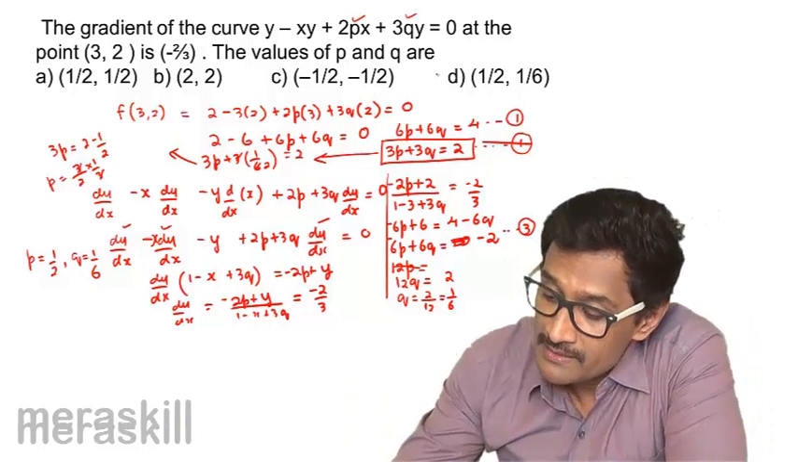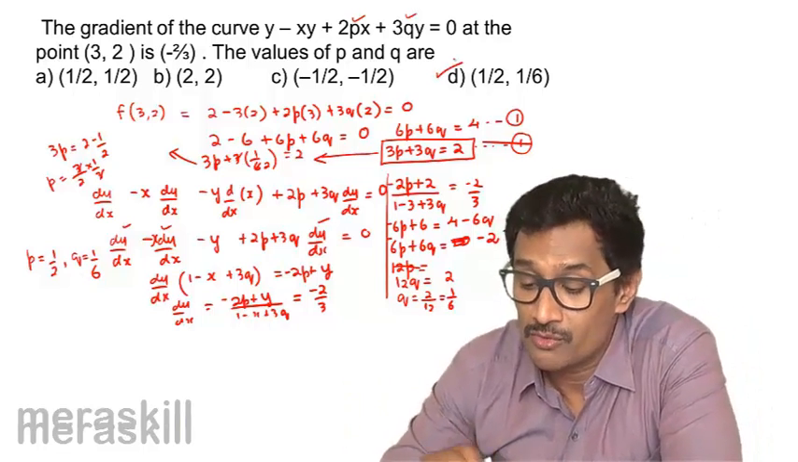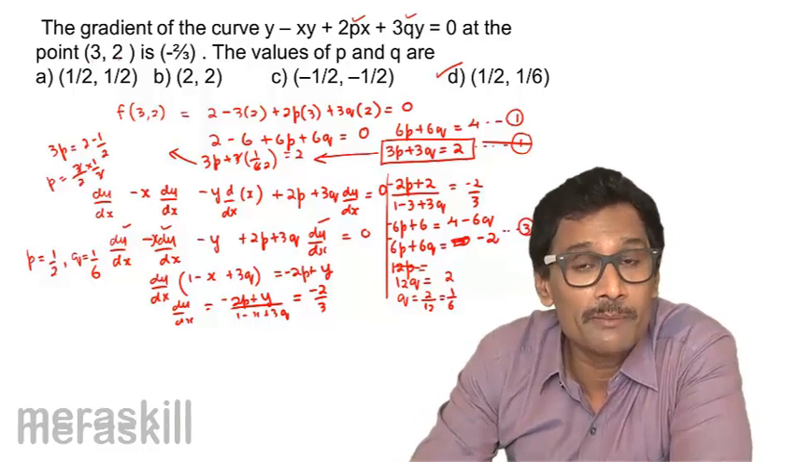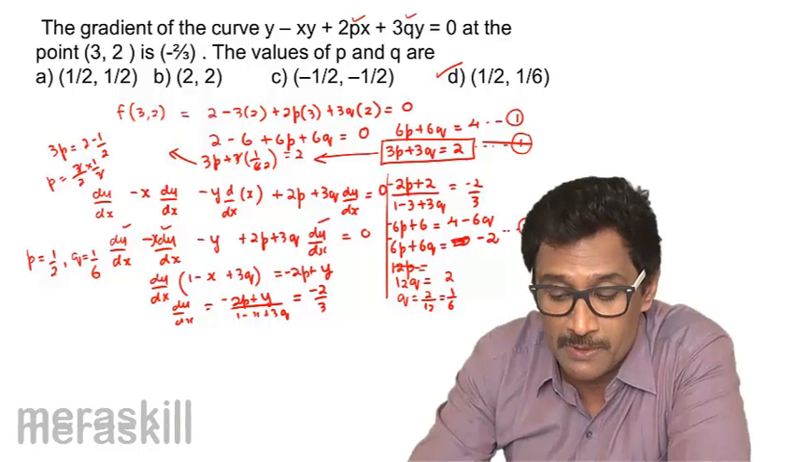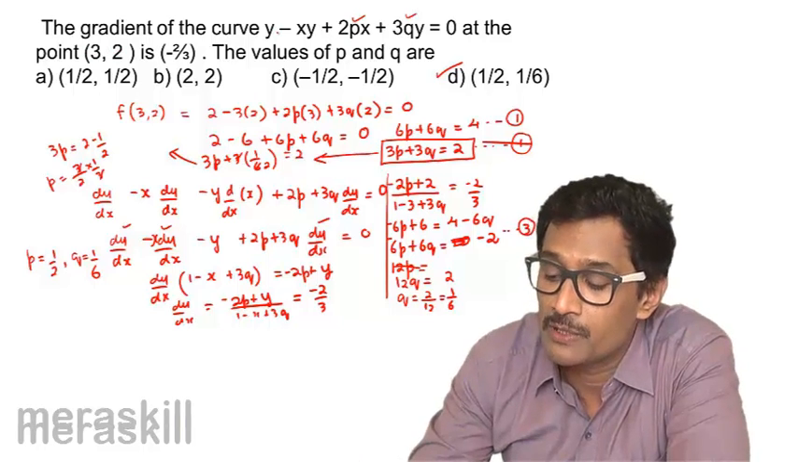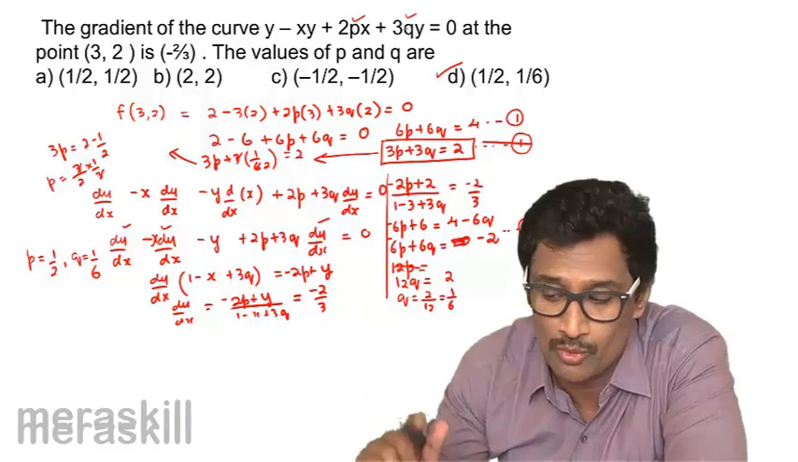So among these, it is half and 1 by 6. So basically, we are talking about a particular point. Using the coordinates of this particular point, the x and y coordinates, set up a relation between p and q because there are 2 unknowns.